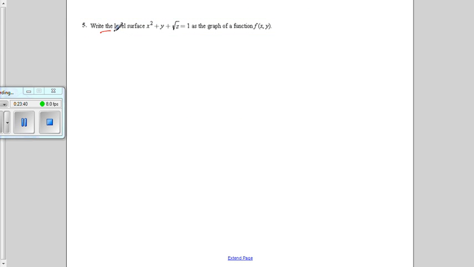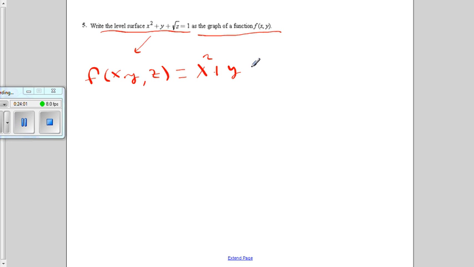Okay, now it says write the level surface x squared plus y plus root z equals 1 as the graph of a function f of x, y. So just really hit it home. We have a function in terms of 3 variables, and it equals x squared plus y plus root z. The level surface we're talking about is setting our dependent variable to be a constant, which equals 1. So we're saying this equals 1.